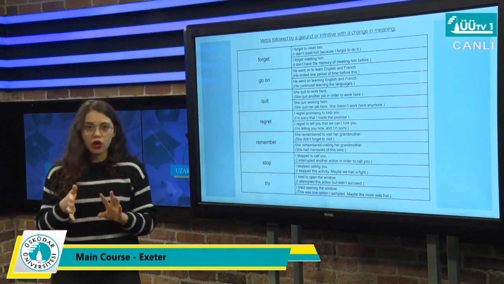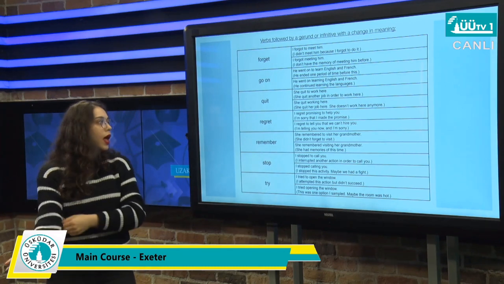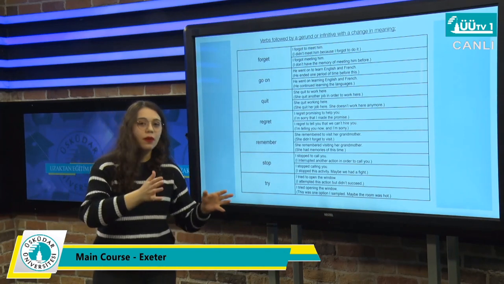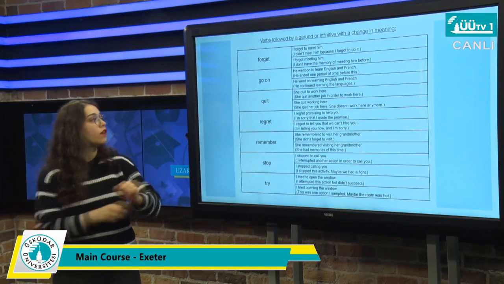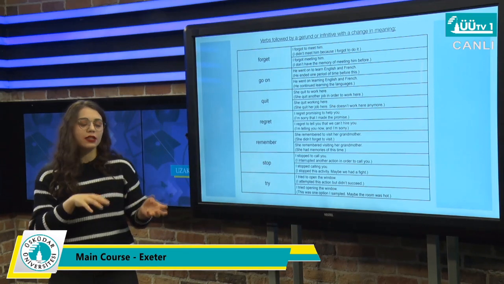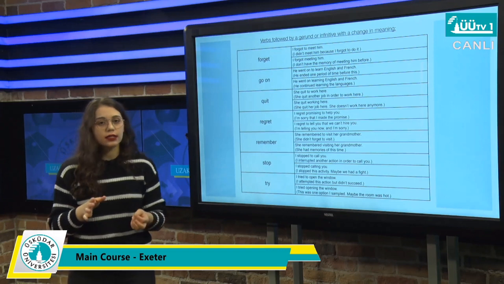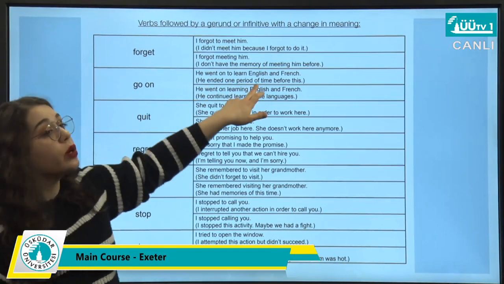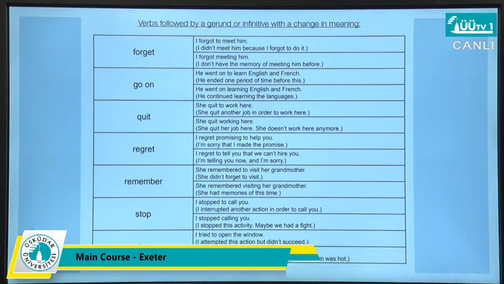And go on. Go on means continue something. And if we use go on to with the infinitive form, it means that you finish something, then you start something new. For example, he went on to learn English and French. It tells us that before, let's say English and French, he learned Italian. It tells us that he first finished Italian, now he continues with English and French if we use it with the infinitive form. But if we use it with the gerund form, he went on learning English, it means that he started learning English and French and he's still continuing to learn English and French. He didn't stop.